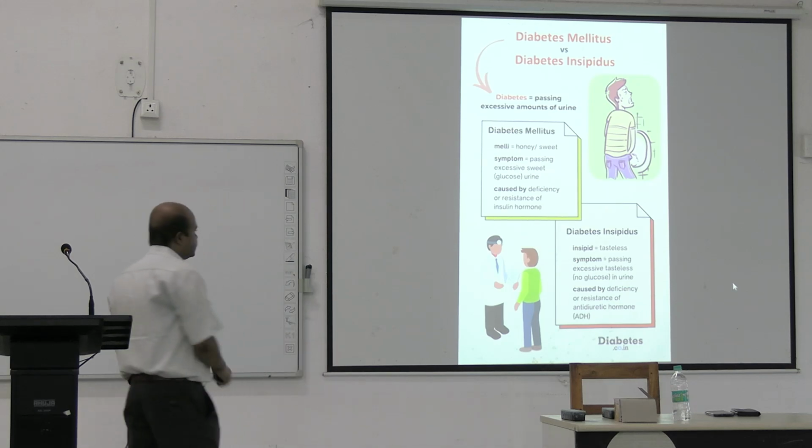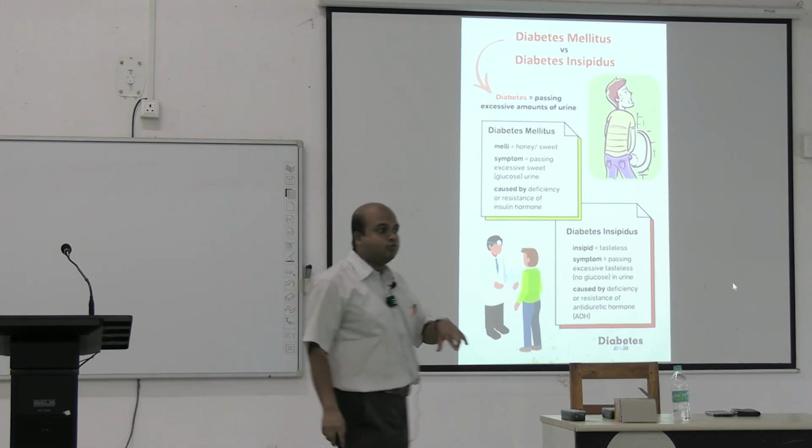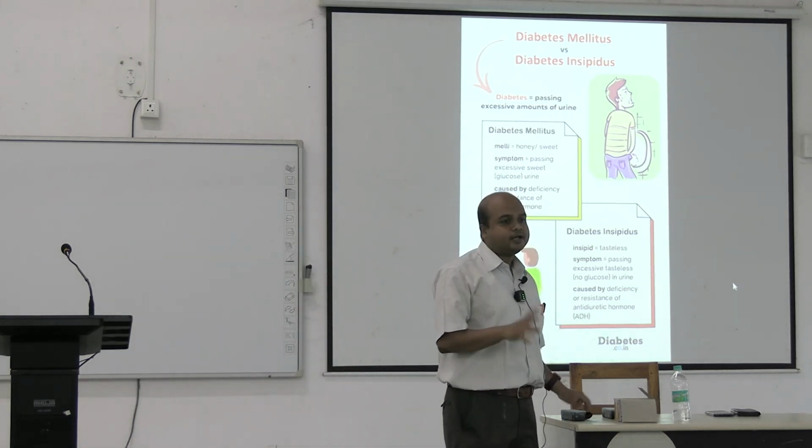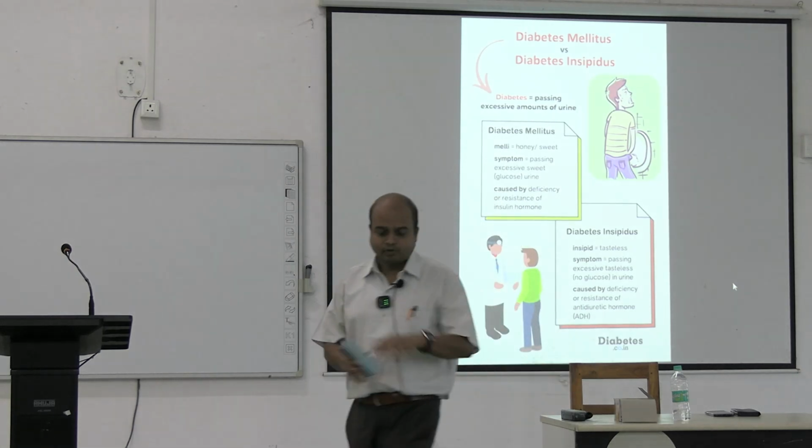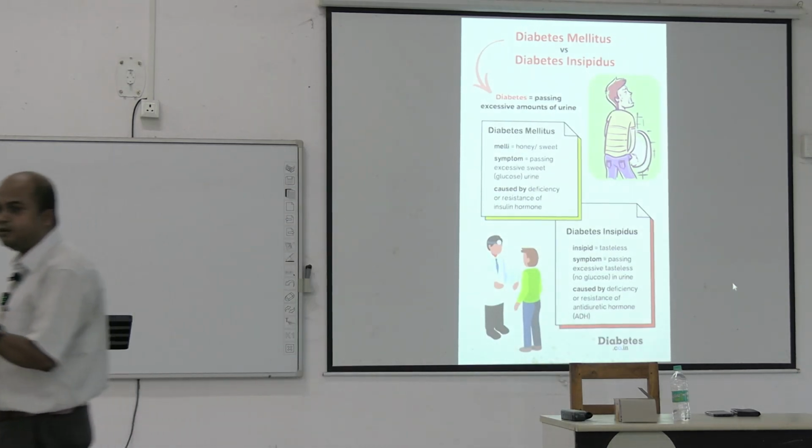Difference between diabetes mellitus and insipidus. The causes of polyuria in diabetes mellitus and insipidus are different. So this brings us to end of urine concentration and dilution mechanism.